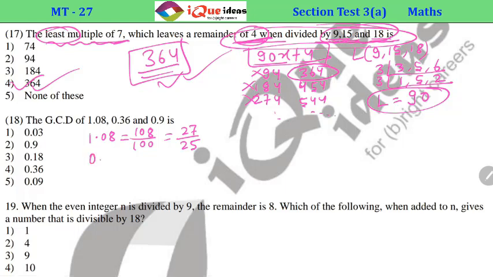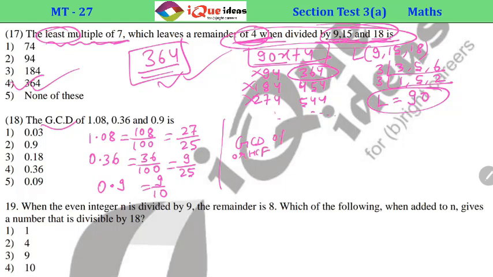Okay. Second one is 0.36. 0.36 will be 36 upon 100. Again 4 is a common factor. So if you divide by 4, it will be 9 by 25. Right? There should be nothing common between numerator and denominator in any case. The next one is 0.9, that is 9 by 10. Right? Now how do we find? We have to find GCD, that is HCF.